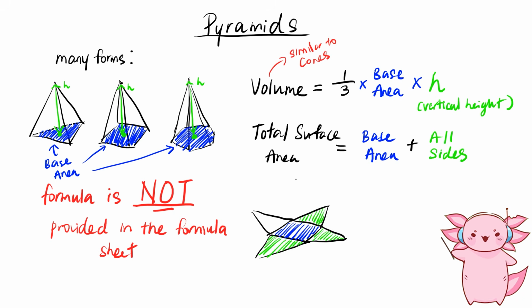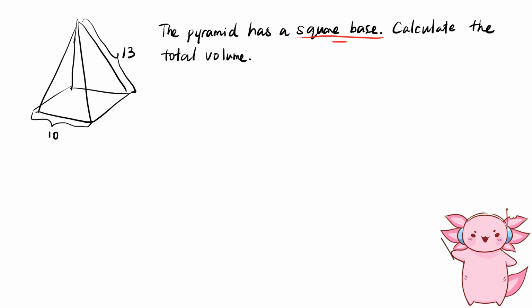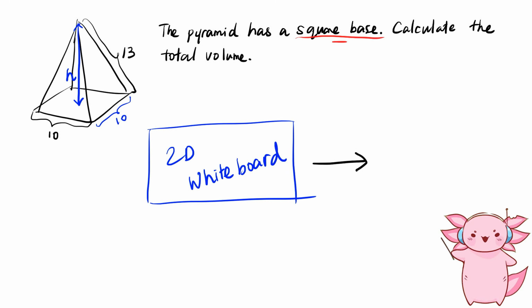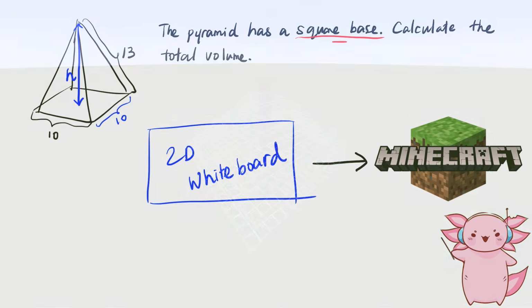This question gives you a pyramid with a square base of 10 and the edge is 13. To find the volume, we must first find this h value. Since I'm kinda limited to this 2D whiteboard, let's hop onto Minecraft for a second.